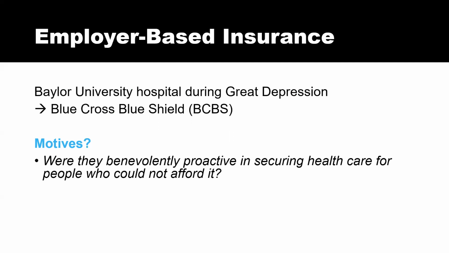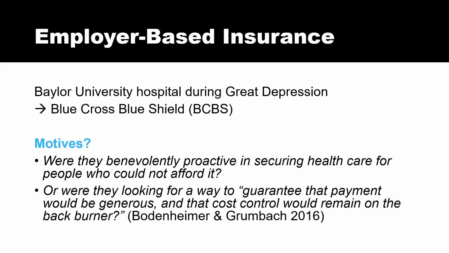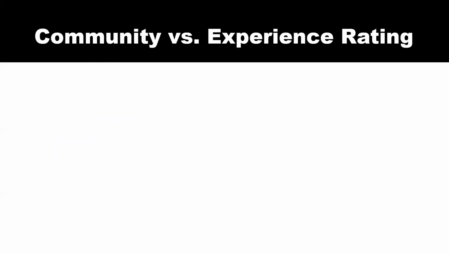Were they benevolently proactive in securing healthcare for people who could not afford it? Or were they looking for a way to guarantee that payment would be generous and that cost control would remain on the back burner? So under this first model in the 1930s, insurance was a simple annual fee of $6 offered to a group of teachers at a community rate in return for as many healthcare services as they needed that year. So this was the start of Blue Cross.